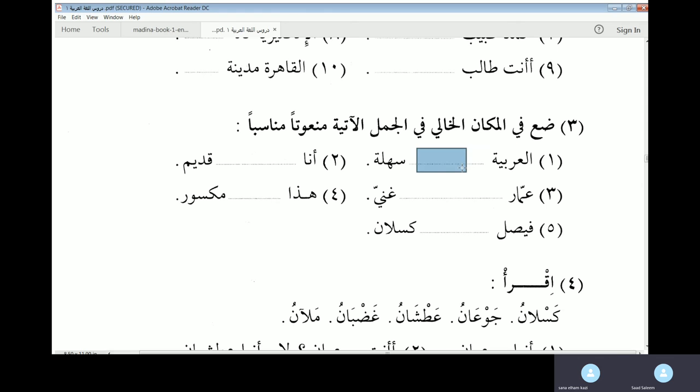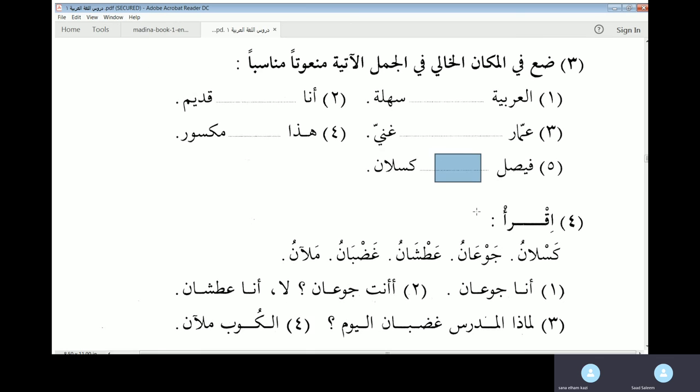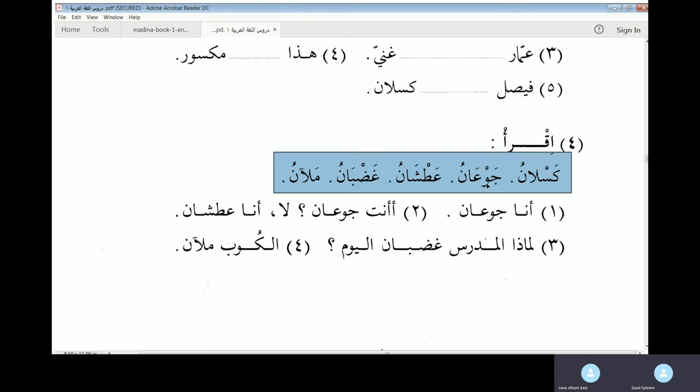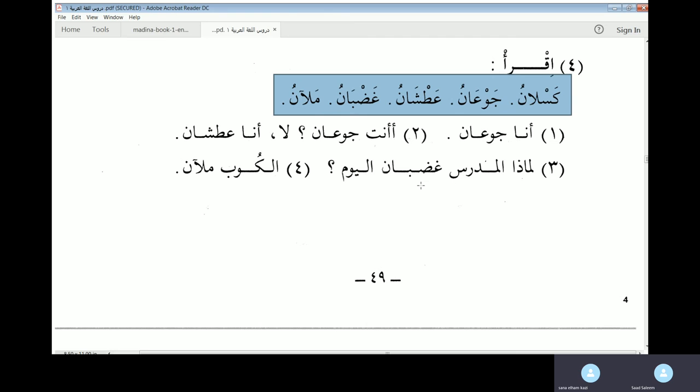Al-Arabiyyatu lughatun sahlatun. Ana talibun khadimun. Ammarun tajirun ghaniyun. Okay, Mr. Mujtahid. Hada qalamun maksurun. Faisalun talibun kaslanu. Ikhra, read. Kaslanu, jau'anu, atshanu, ghazbanu, malanu. So Kaslanu is lazy, Jau'anu is hungry, Atshanu is thirsty, Ghazbanu is angry, Malanu is full.